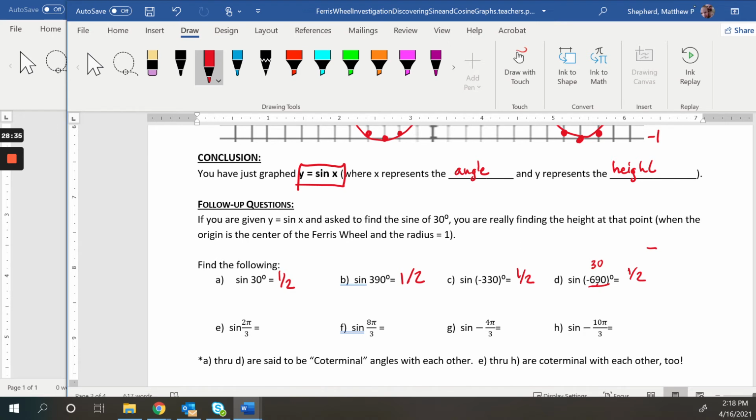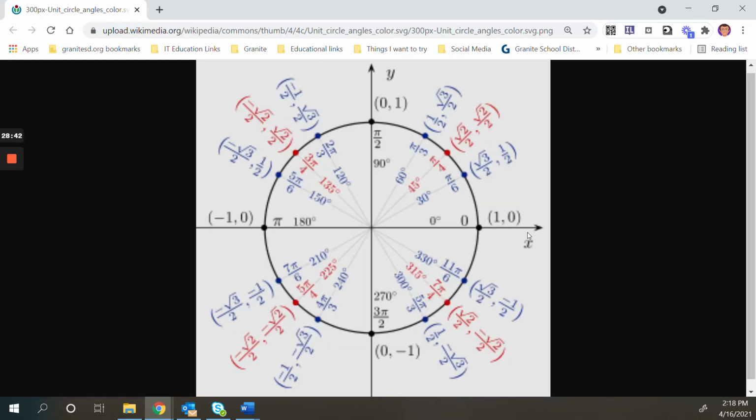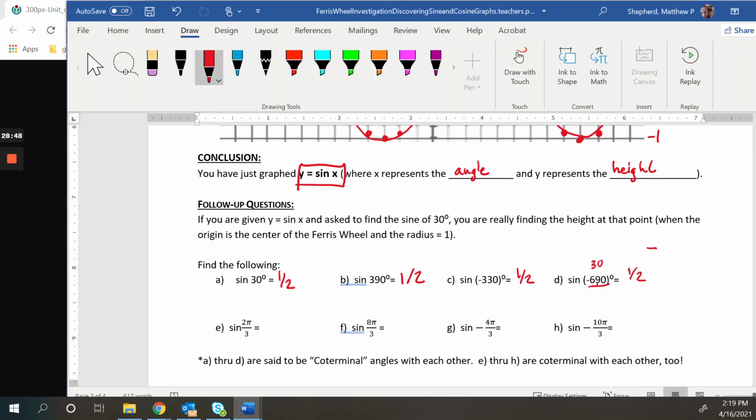If we do this 2 pi thirds, so 2 pi thirds on here, let's see, there's the 2 pi thirds. The height off the ground is square root 3 over 2. And 8 pi thirds, well, that's bigger than even a 2 pi. So I would need to subtract out 2 pi. Well, 2 pi is not a fraction, so that makes it tricky.